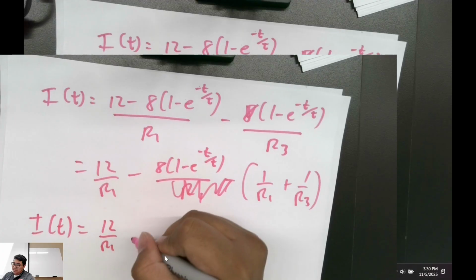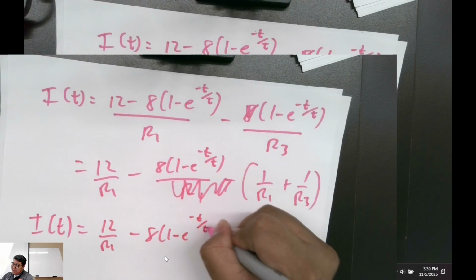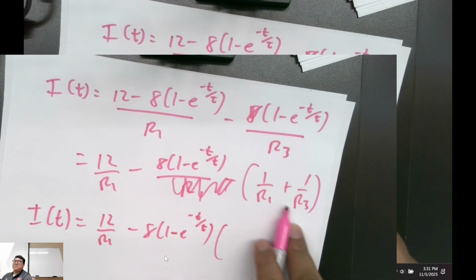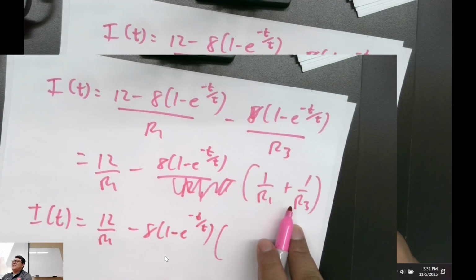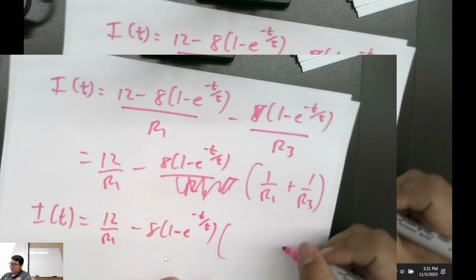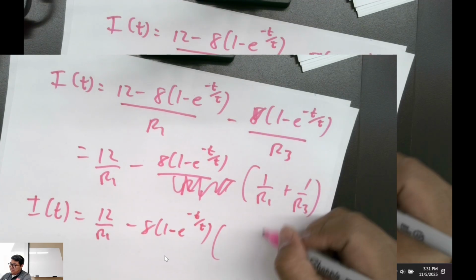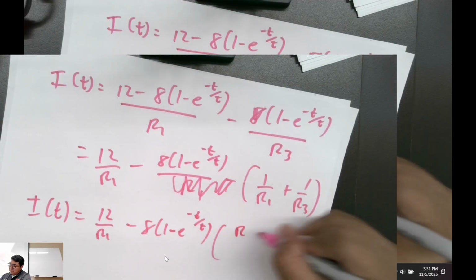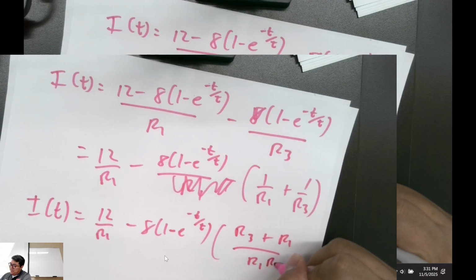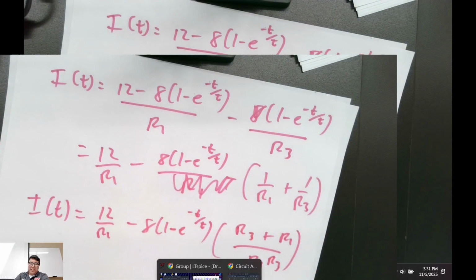12 over R1 minus 8, 1 minus e to the minus t over tau. And then whatever this is in parallel. This looks like a parallel resistor, right? Right? Is that good with everybody? Do I want to solve that one? It's going to be equal to this. R3 plus R1 over R1 R3. And then you'll have to solve for that manually, okay?